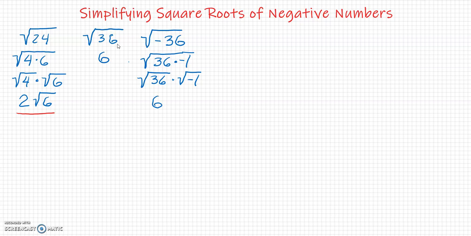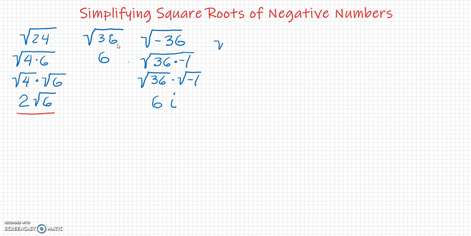Now, the square root of negative 1. This is what's called the imaginary unit, or the square root of negative 1 has a value of i. So i is said to be equal to the square root of negative 1. So what this allows us to do is simplify negative square roots. So we'll do a different one.